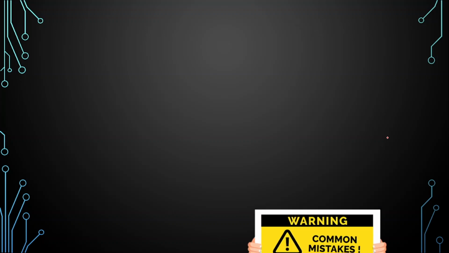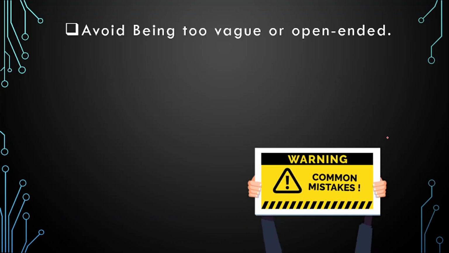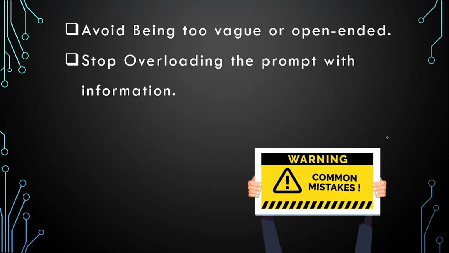Lastly, warning, common mistakes. I have told you, avoid being too vague or open-ended. Stop overloading your prompt with information. See, the information I gave to ChatGPT was a perfect one. I have just given it text and have not overloaded it with lots of information. Even when telling it to create a notice later, avoid overloading with information and you can generate responses appropriately.